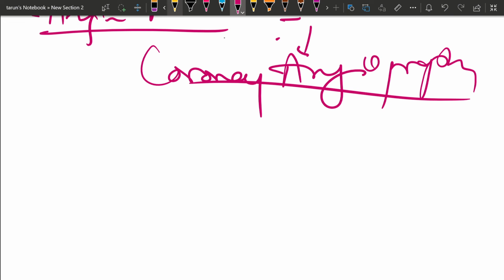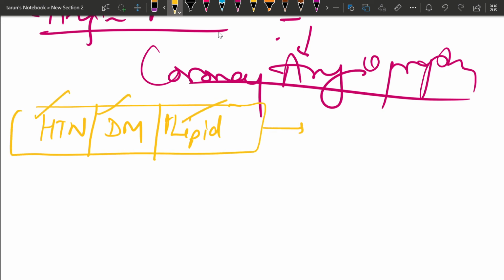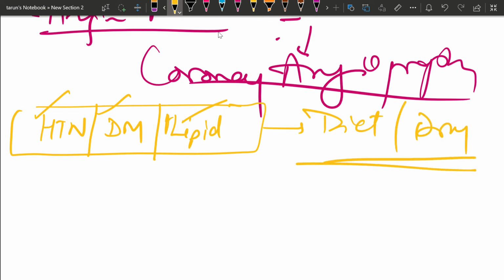Then other things we have to see for preventing the future attack are associated systemic hypertension, diabetes mellitus, and hyperlipidemia. Hyperlipidemia should be treated by diet and drugs. Diabetes, hypertension and lipid profile should be controlled with diet and drugs. This you have to remember.